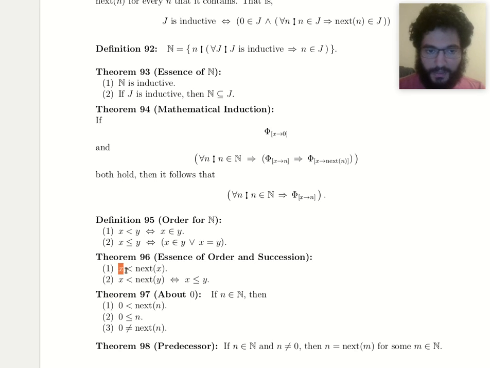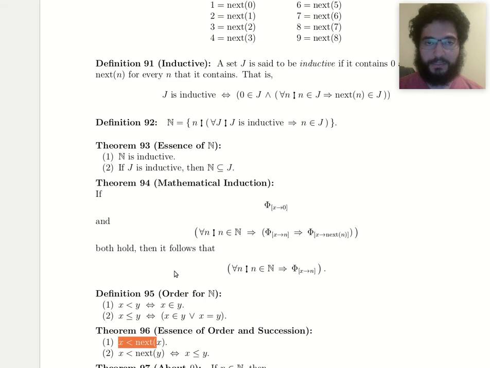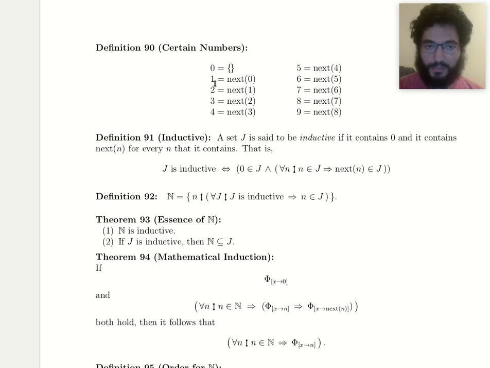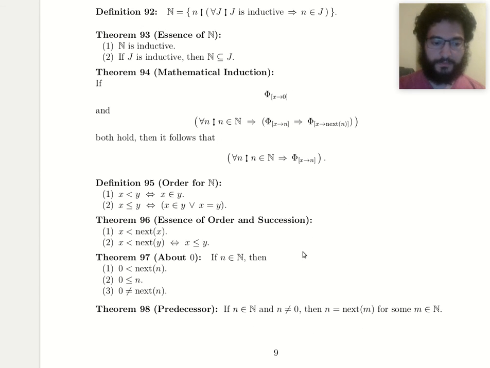So, okay, let's look at this. Hopefully this is something that you're happy to see is true, that things are less than their successors. Something is always less than the thing that comes after it. So for example, theorem 96 part 1 justifies saying things like 0 is less than 1, 1 is less than 2, 2 is less than 3. It does not necessarily justify saying that 1 is less than 3. That we will have to look into later on. And the second part also will help us relate things to the less than or equal to symbol.